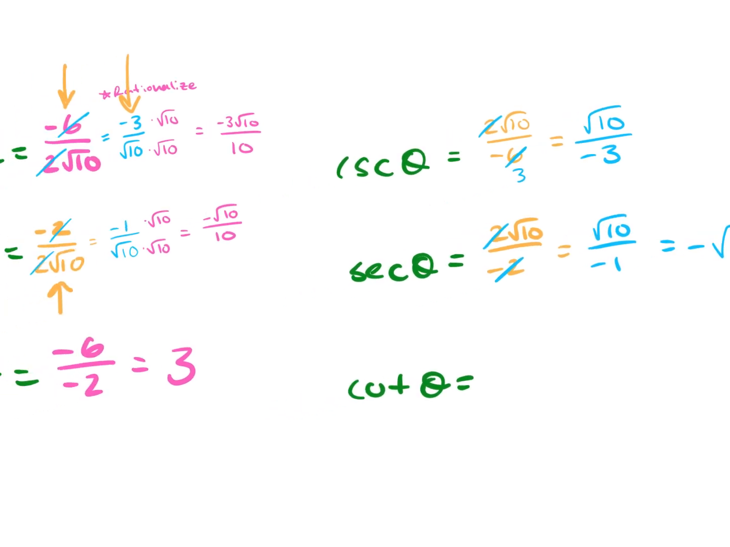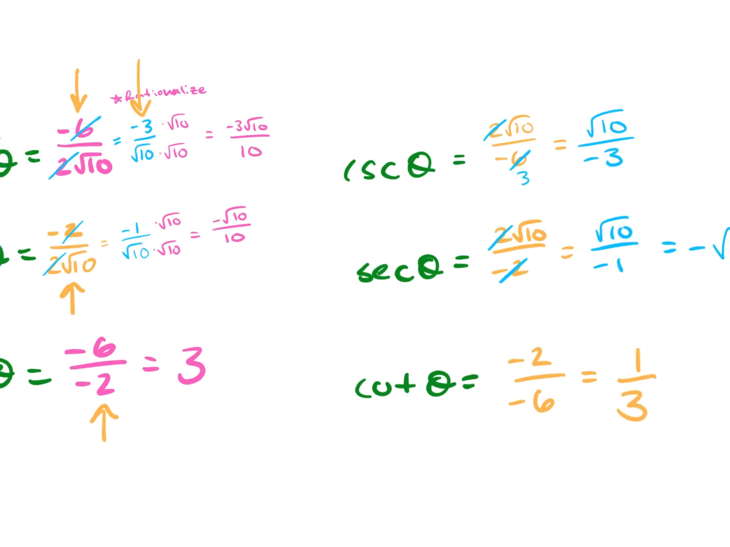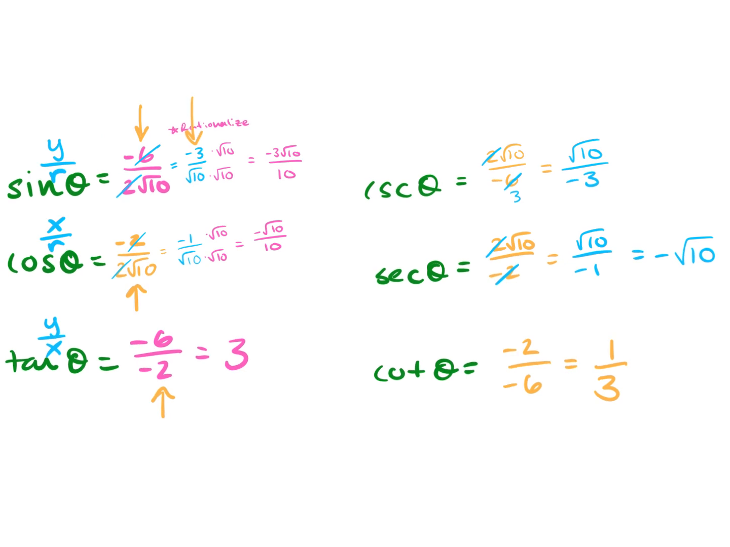And then cotangent, we're going to flip the original. So we get -2 over -6, which simplifies to what? Not 3. 1/3. Awesome. 3 would go on the bottom, so 1/3. So these would be our 6 trig functions.